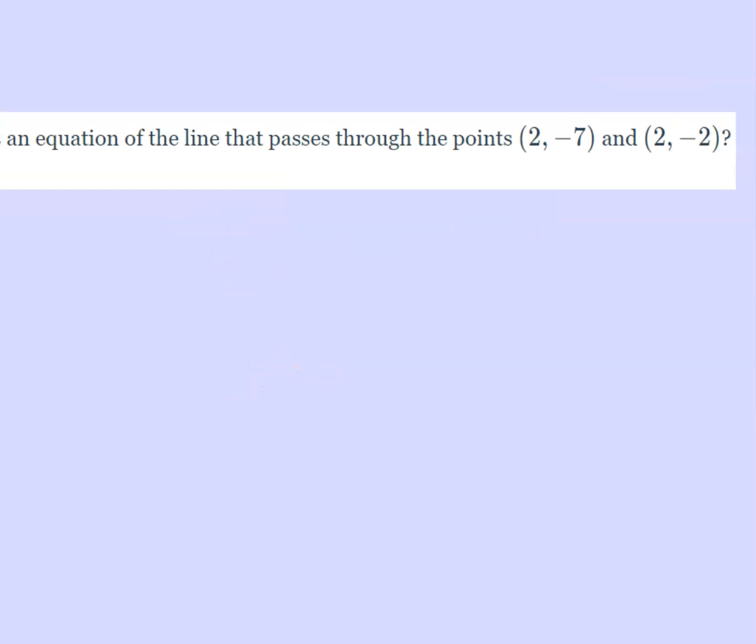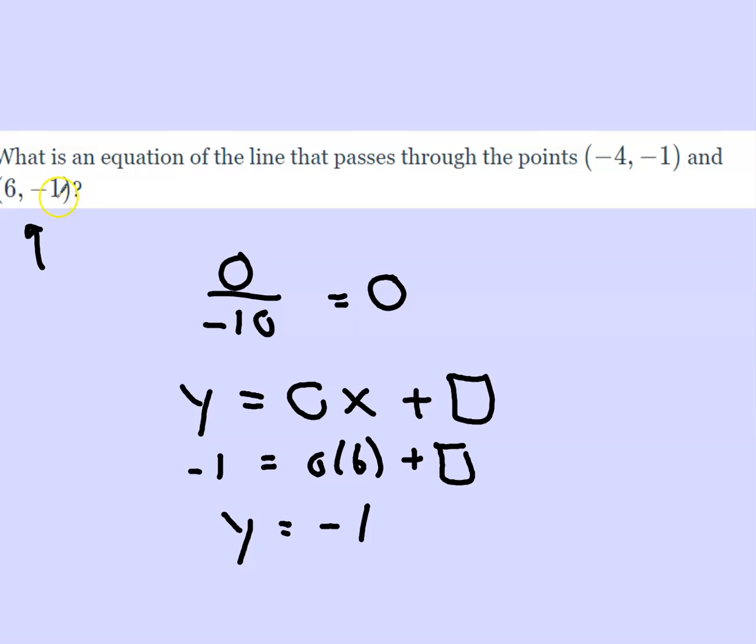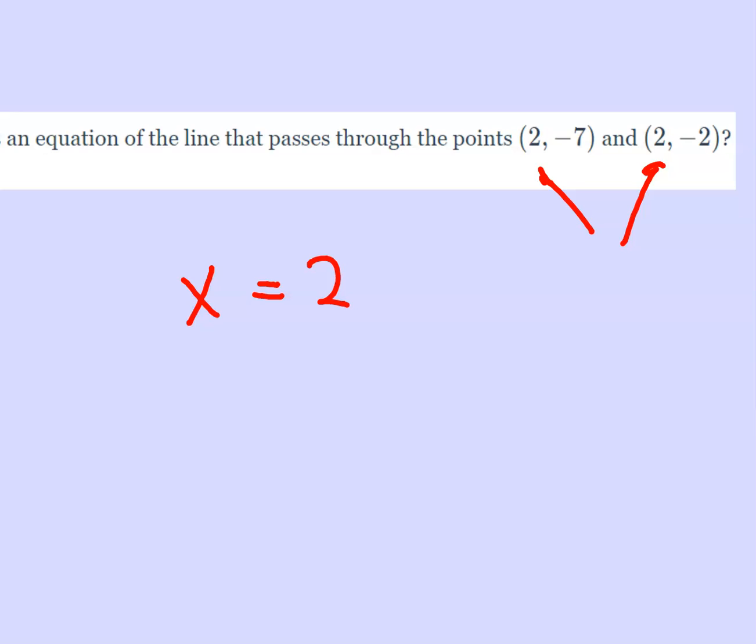So on this one, I'd end up with the same problem, because when I try to do the run, 2 minus 2 is 0, I'd be dividing by 0, which is undefined. Can't do that. So we'll use that strategy that says x is 2 every time, so the equation must be x equals 2. Okay. So we can use that pattern to make it go faster. When you see that the two y coordinates are the same, then the equation must be y equals that number. When you see that the two x coordinates are the same, it must be x equals that number.